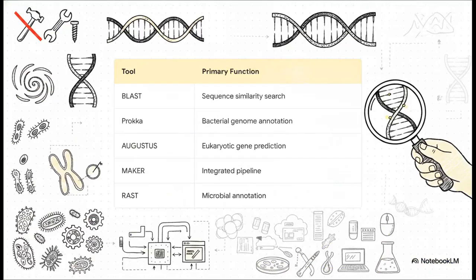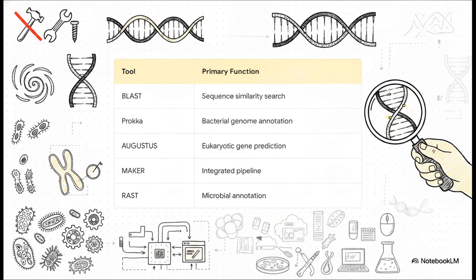You wouldn't use a hammer to drive a screw, right? Well, bioinformatics researchers don't use the same software tool for every genome. BLAST, for example, is our absolute go-to for sequence similarity searches. PROKKA, that's a rapid software perfectly tailored for bacterial genomes. But what if you need to predict genes in a complex eukaryotic genome, like a plant or a human? For that, you'd use Augustus.